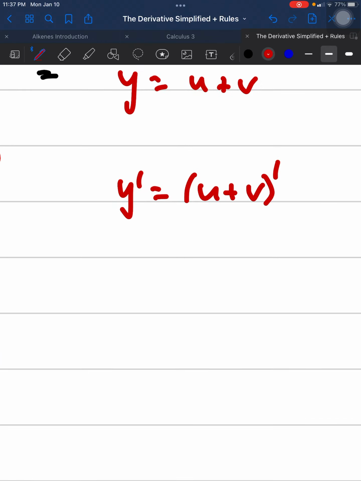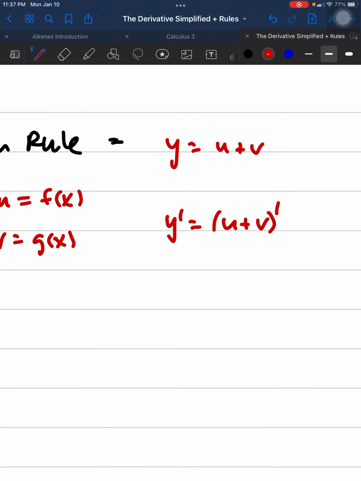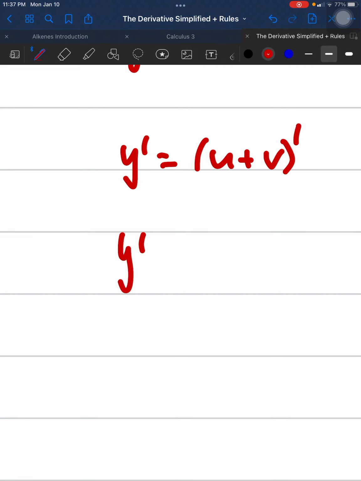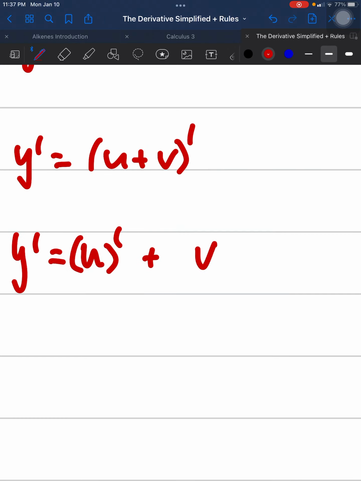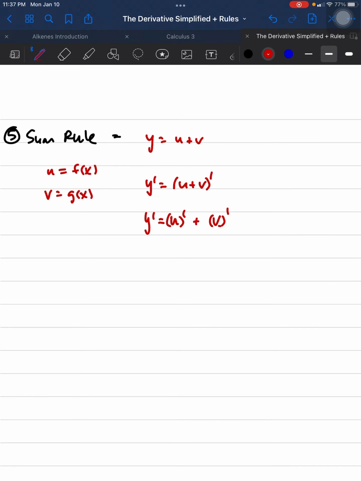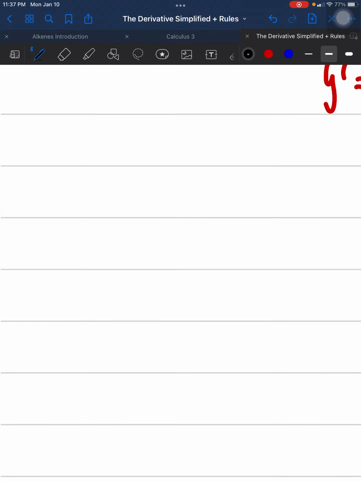And then what the sum rule says is that we can separate this. We can take the derivative separately for each function. So this can basically be split into, you can take the derivative of u separately and add that to the derivative of v, and that's the sum rule.